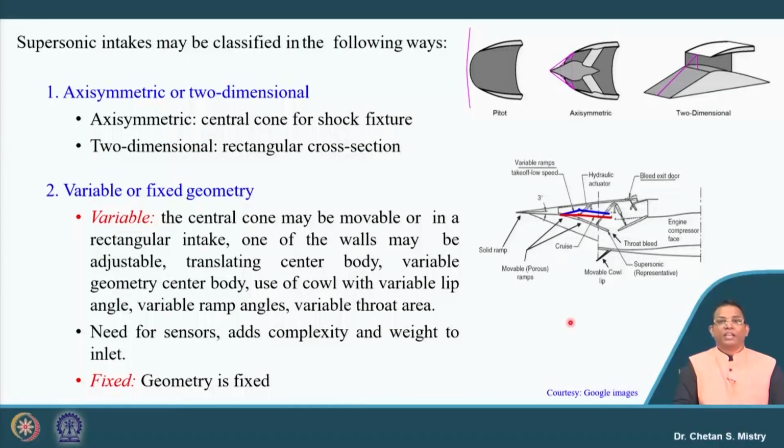Now, if we are looking at supersonic flow, or we want to fly our aircraft at supersonic speed, a conventional intake will not help, and for that purpose we need different kinds of intakes: axisymmetric or two-dimensional intakes, and variable geometry or fixed geometry intakes. When we say axisymmetric, you can understand that we have a central cone. This represents the two-dimensional intake, and this line represents the shock that is present at the entry.